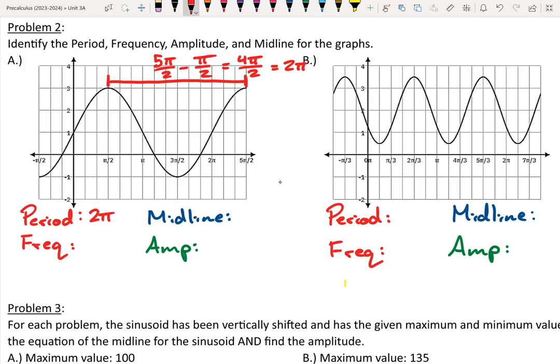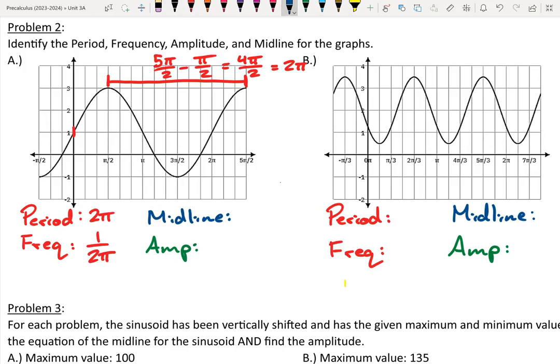Did anybody go from 0 over to 2 pi? Anybody go that way? A few people. That would work as well. But our period is that. Jathan, what's my frequency? 1 over 2 pi. Good.